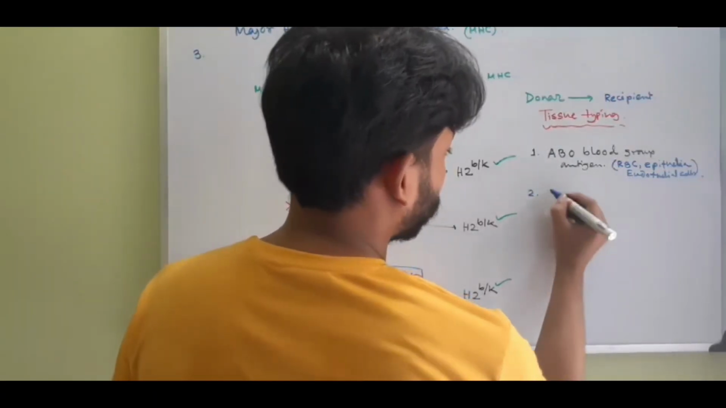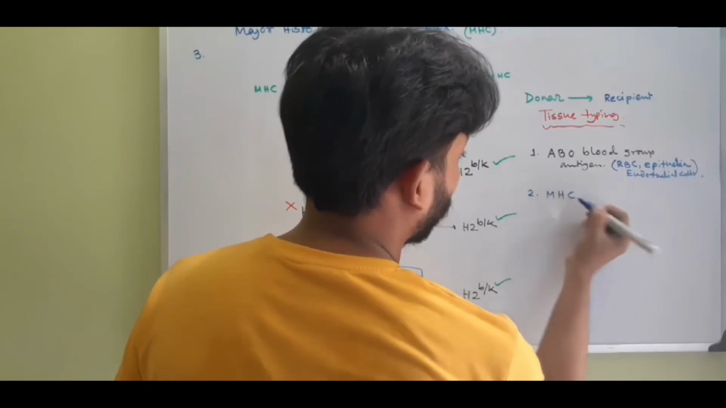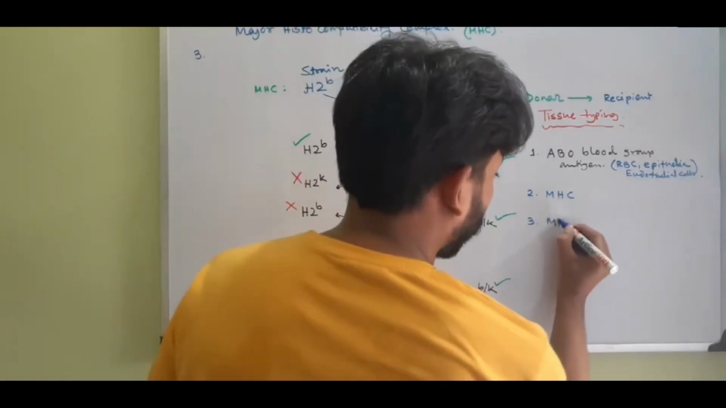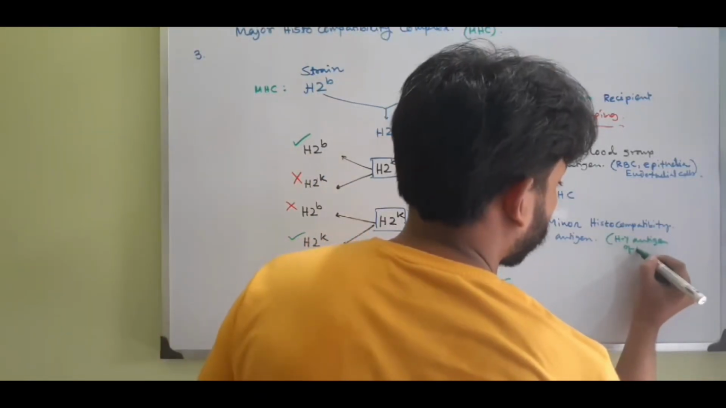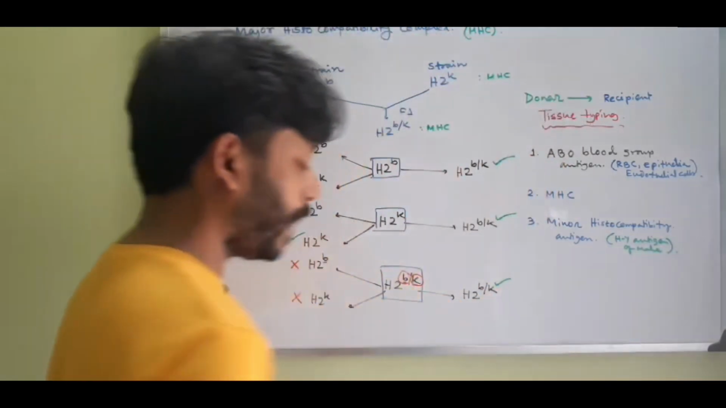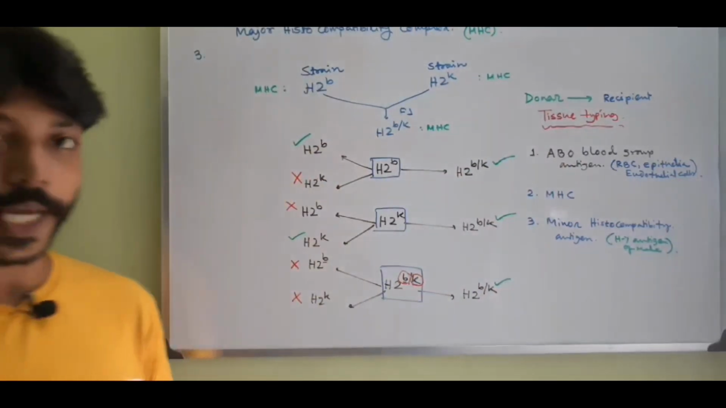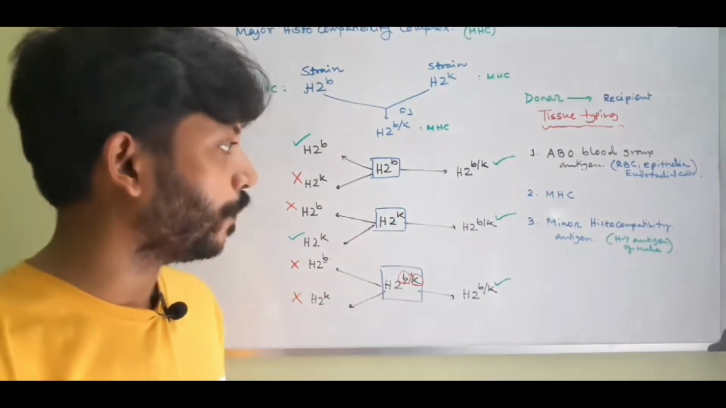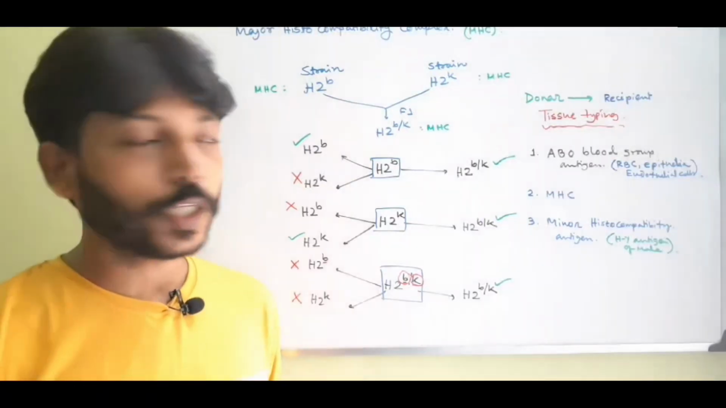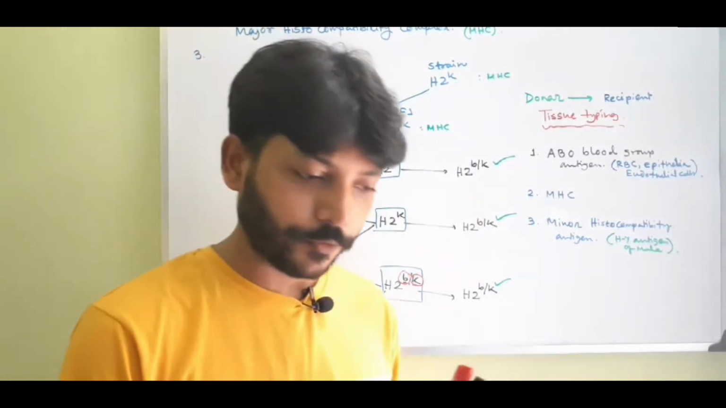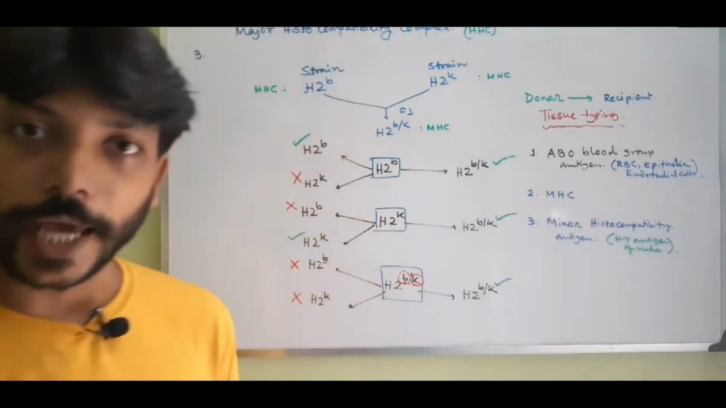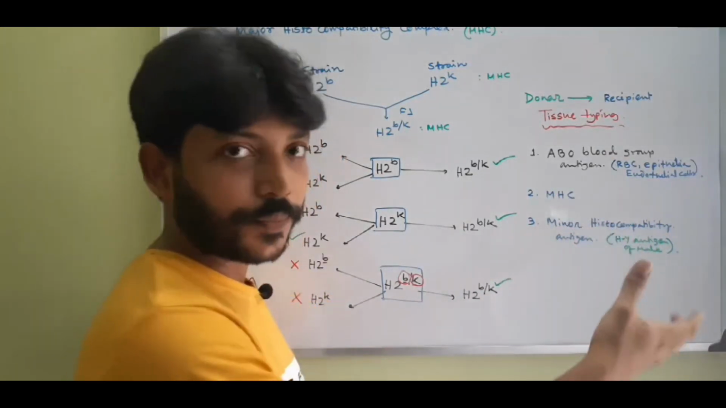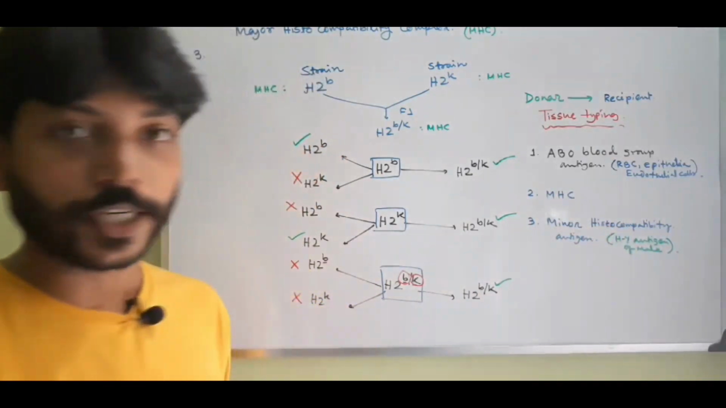The second molecule is the major histocompatibility complex. The third is minor histocompatibility antigen. One example is the HY antigen of male individuals. All males have an antigen called HY antigen that is produced by the Y chromosome and is not present in females. This type of very subtle difference is called minor histocompatibility antigen. There are different loci present for these minor histocompatibility antigens.